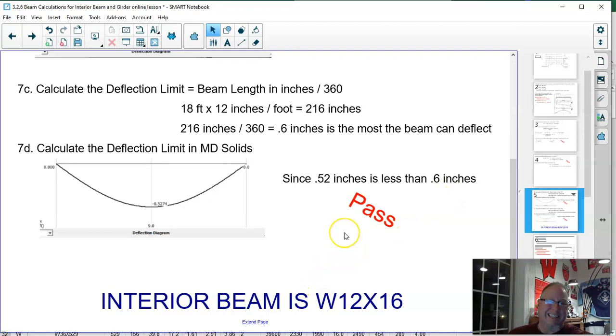So to summarize the entire calculation that I took the whole hour to do the other day, it took me 11 minutes. So it's probably going to take me a little longer than that to show you the exterior beam, because I'm going to do some other things in MD Solids.